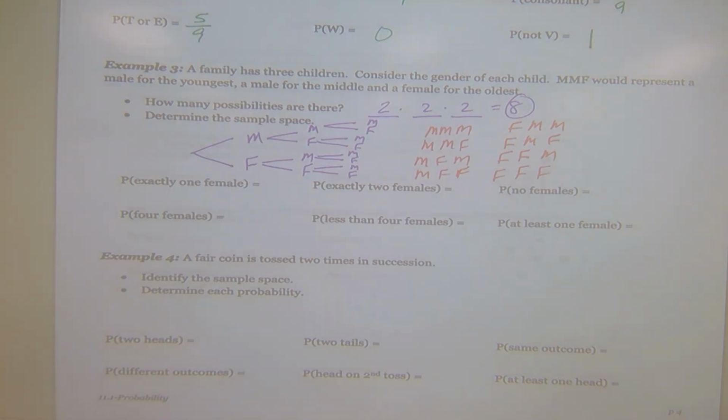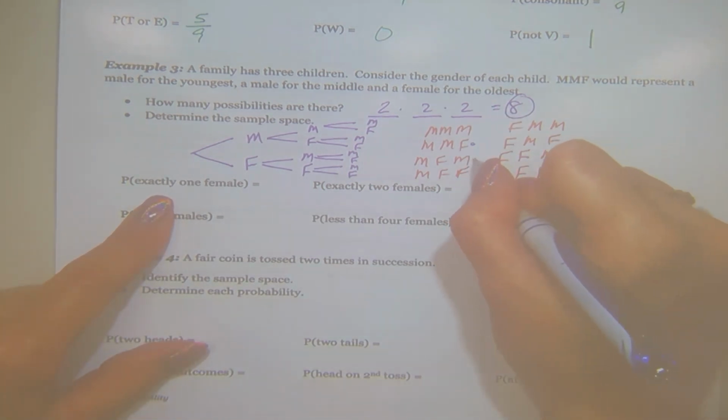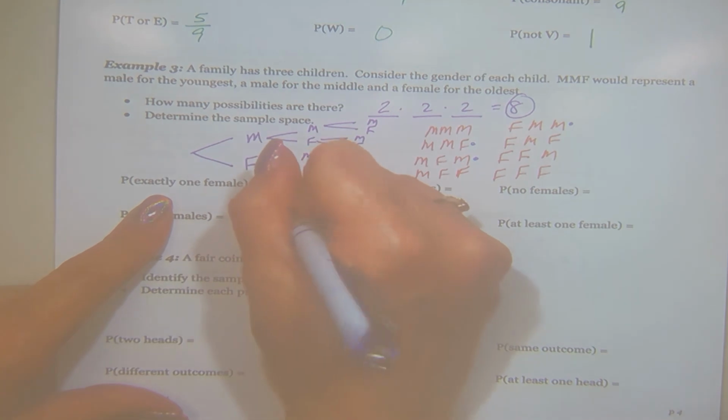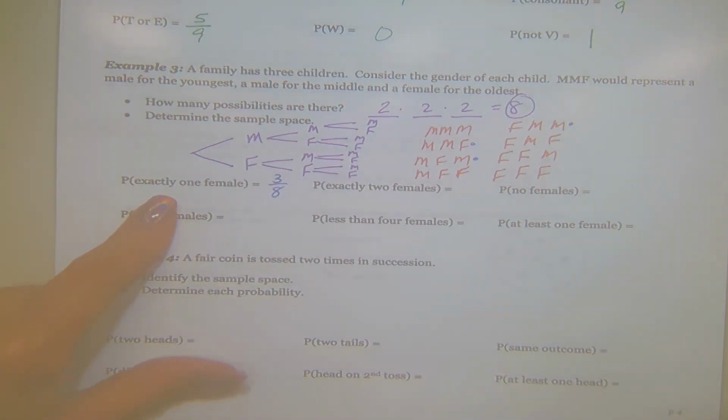So there's my 8 different ways that those children can be born with birth order. Answer the 6 probability statements after that. How many ways does it happen that there's exactly 1 female? Well, right there is exactly 1, right there is exactly 1, right there is exactly 1. So 3 different times there's exactly 1 female out of 8 different birth orders.